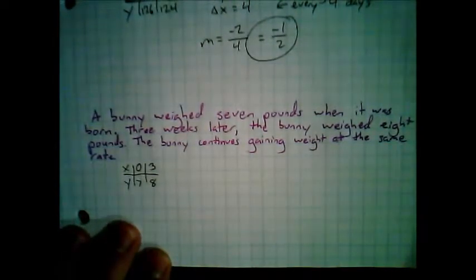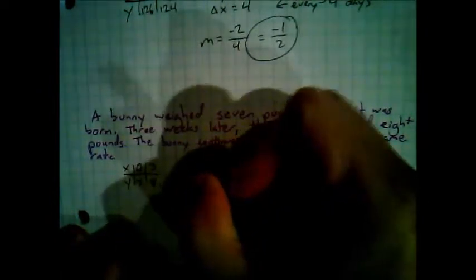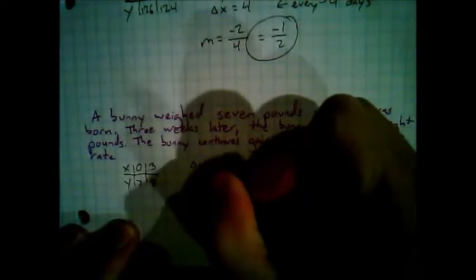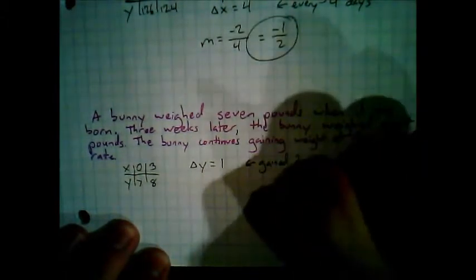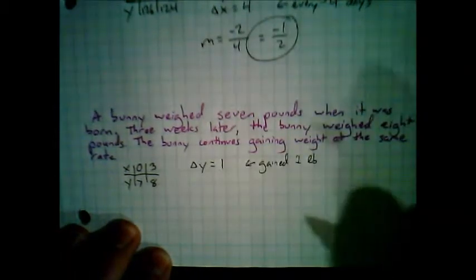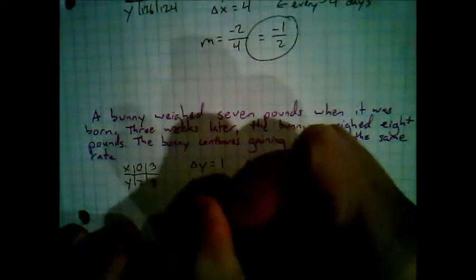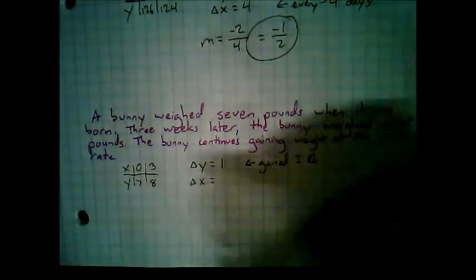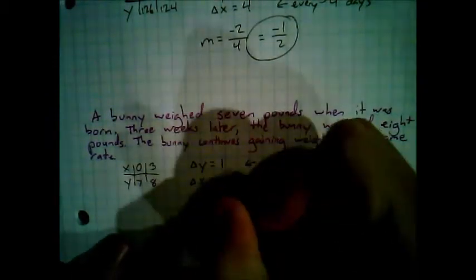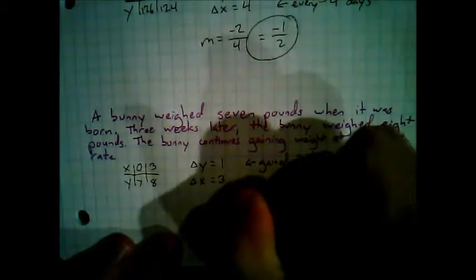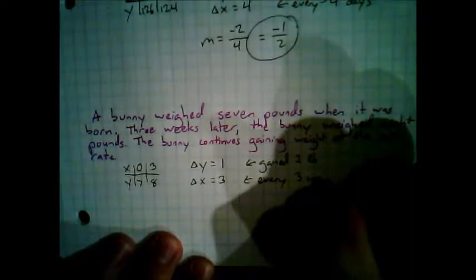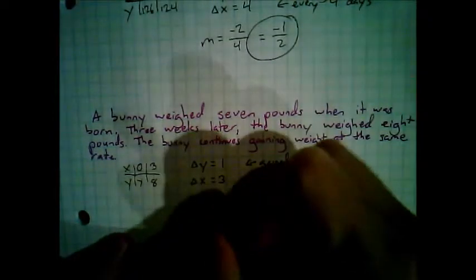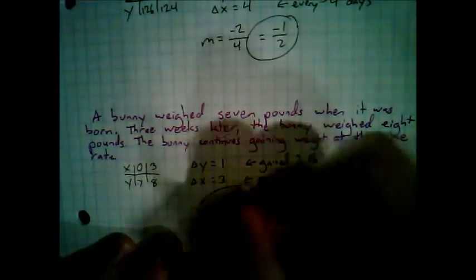So after 3 weeks, the bunny weighs 8 pounds. So that means our delta y is how much weight did the bunny gain? Well, the bunny gained 1 pound. And how much time did it take for the bunny to gain that 1 pound? Well, the bunny gains that 1 pound in 3 weeks. So the delta x equals 3. So the bunny is gaining 1 pound every 3 weeks. So our slope is 1/3.